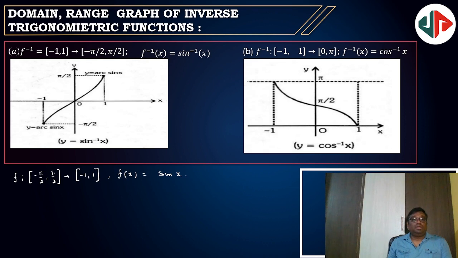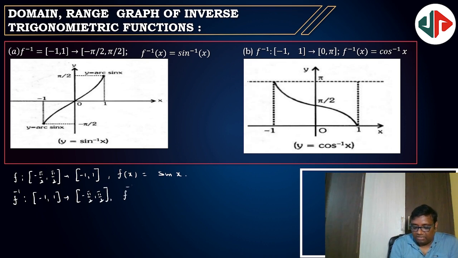So similarly, for sin x also, we can find the inverse function. So f inverse is defined from the closed interval minus 1 to 1 to the closed interval minus pi by 2 to plus pi by 2, defined by f inverse of x is always equal to sine inverse of x. So this is called the inverse sine function.